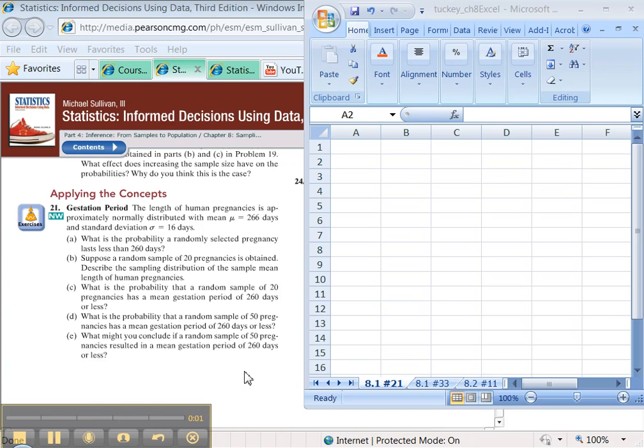It's onward and upward. We're heading to Chapter 8 now with our Excel tutorials. Chapter 8 is kind of a tricky chapter to get your mind around, so I'm hoping that these tutorials will really help. All right, let's read the problem. We're doing 8.1, number 21.